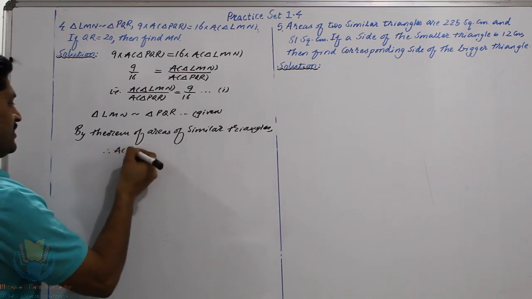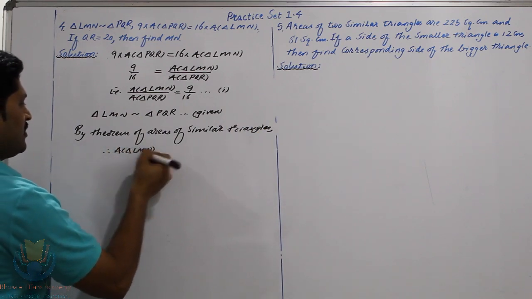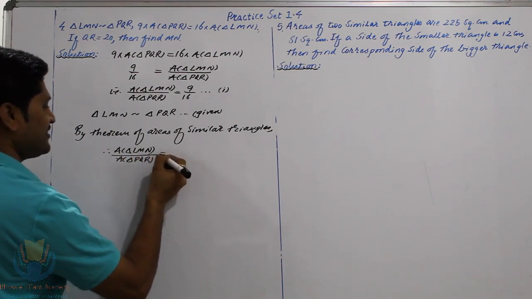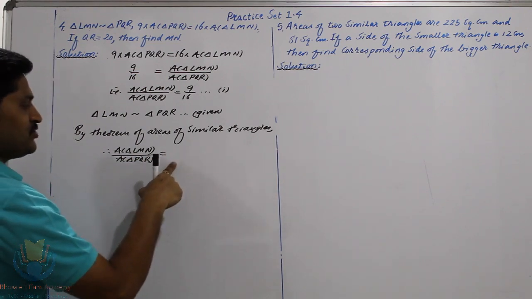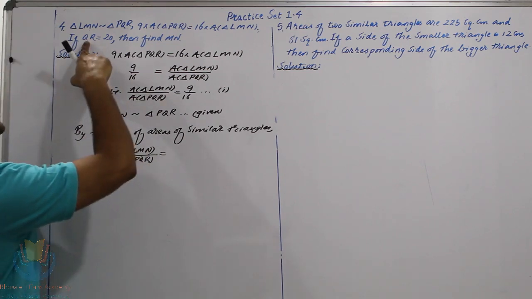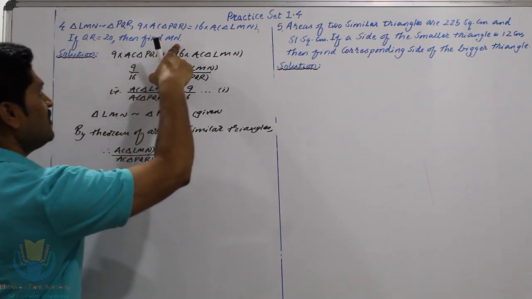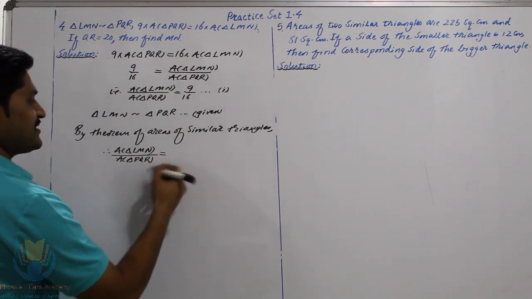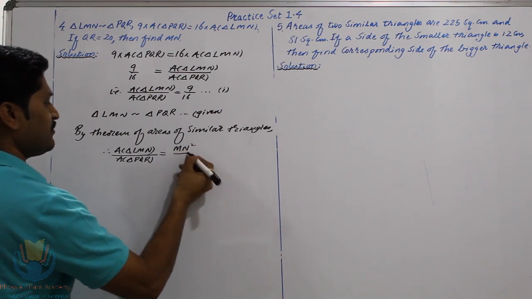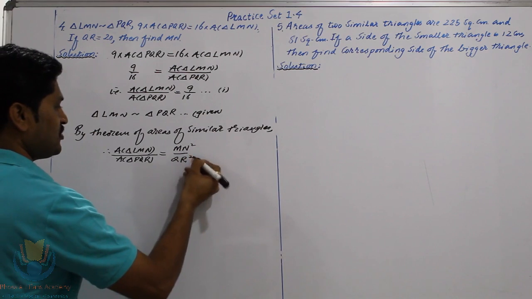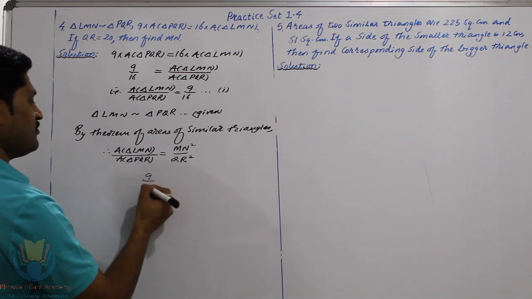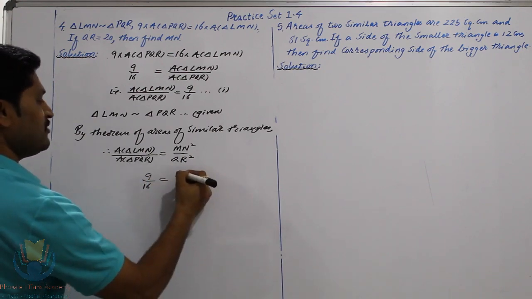So therefore this area of triangle LMN upon area of triangle PQR is always equal to either LM square upon PQ square or MN square upon QR square or LN square upon PR square. But here the length of QR is given and MN is to be found out. That is, we have to take the ratio of second side of each triangle. So therefore it should be MN square upon QR square. So just put values. So the value of area of triangle LMN upon area of triangle PQR is 9 by 16 from equation number first. So MN we have to find out.